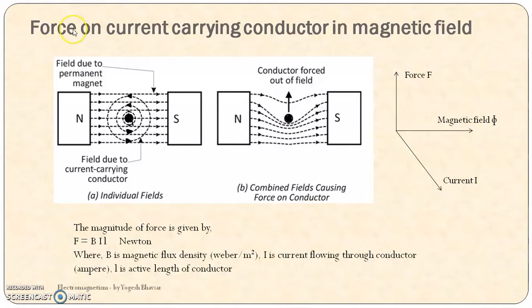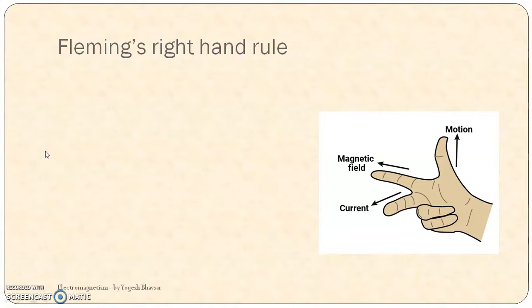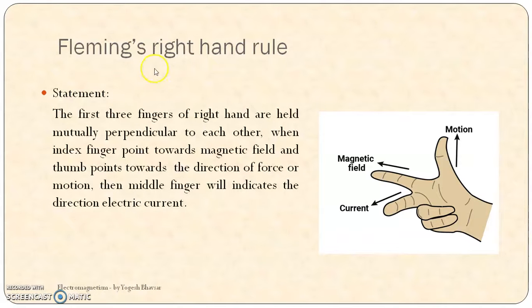So I hope you understood the topic, force on a current carrying conductor when it is placed in the magnetic field. Then there is Fleming's right hand rule, another important rule which can be used to find the direction of induced EMF, which is often used in generators. Similarly, we can define the statement of Fleming's right hand rule. The first three fingers of the right hand are held mutually perpendicular to each other. When the index finger points toward the magnetic field and the thumb points toward the direction of force, then the middle finger will indicate the direction of electric current.